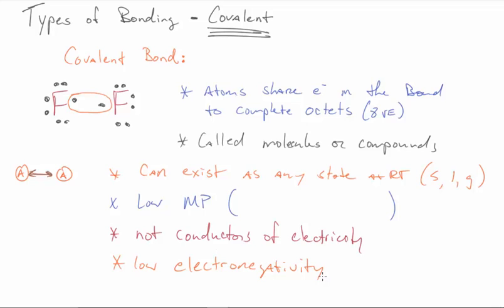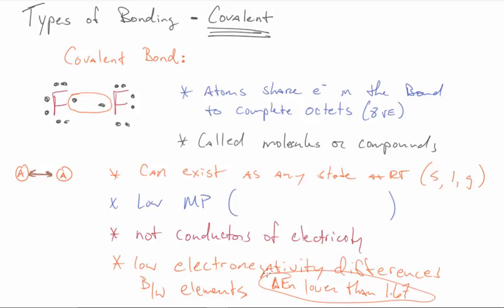right? Again, I'm going back to my periodic trends. Differences, and I'm writing this out because this is an important one, between elements. Right? And I'm going to give you a very specific number here, right? They are the difference there, and I'm going to put it as a delta EN. That's how I'm going to abbreviate electronegativity. The delta EN is lower than 1.67.